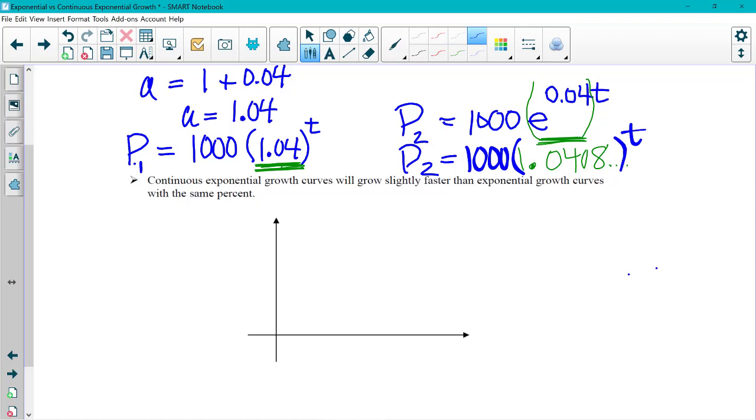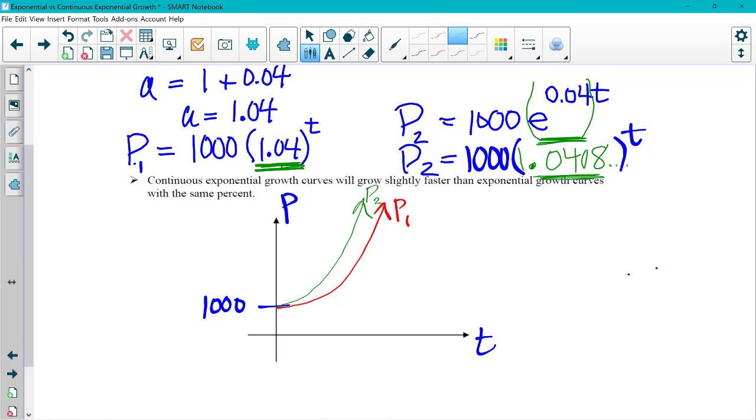Okay, so if I look at the graph of these two, we're talking about our independent variable being time and the population, P. So both start at 1,000. That's my vertical intercept, the initial amount. And P sub 1 will grow slightly slower. Ever so slightly. My picture's a little bit out of scale because of what I've got going on here, but this one will grow a little bit faster because the base is a little bit larger.